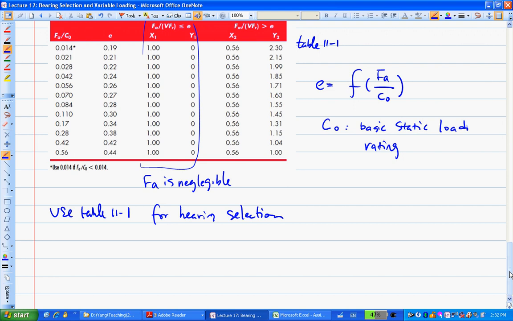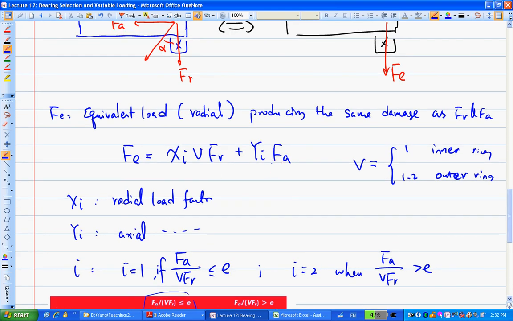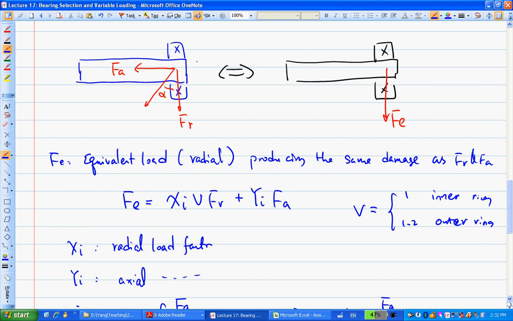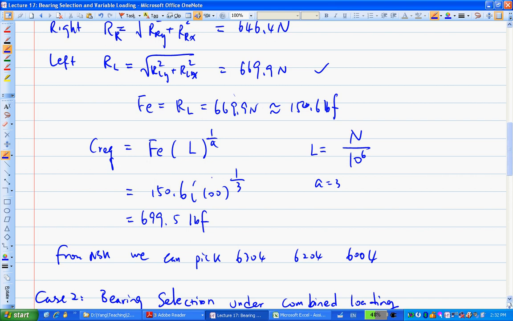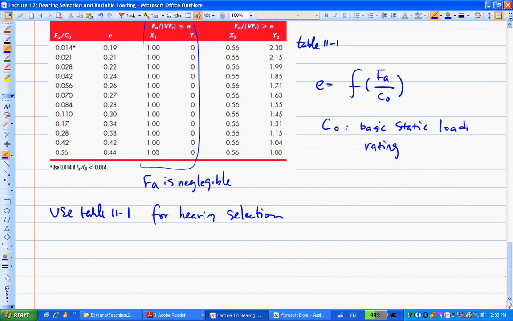Now, let's say you have the table here. I want you to think about it out loud. What can you do to select a bearing just based on this table? Selecting a bearing means you have the FA, FR, and you have the desired life, let's say. You want to select a bearing whose C value should be higher than the actually required value. That's still the idea here. But what can you do then? Where should we start?